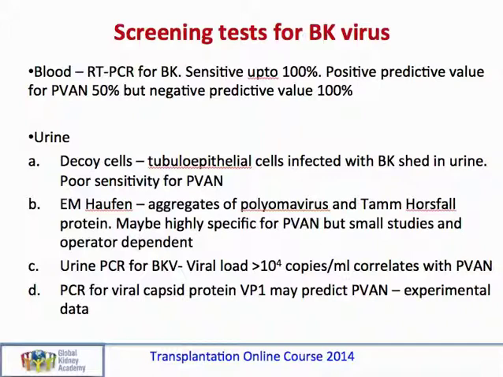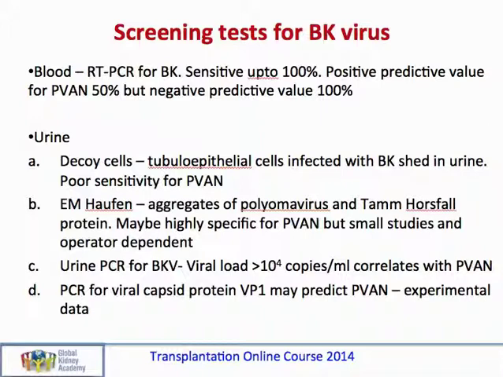You can also look in the urine, so you can just directly look at the urine for decoy cells, and I'll show you some of those in a second, but they're basically tubular epithelial cells that have been infected with BK virus and shed into urine, and obviously their use is very operator dependent and may not be particularly sensitive for actual biopsy proven BK nephropathy. You can do EM and look for Haufen, which is sort of aggregates of polyoma virus and Tamm-Horsfall protein, and these may be highly specific, but obviously the number of studies that have been done have been quite small, and it's going to be extremely operator dependent.